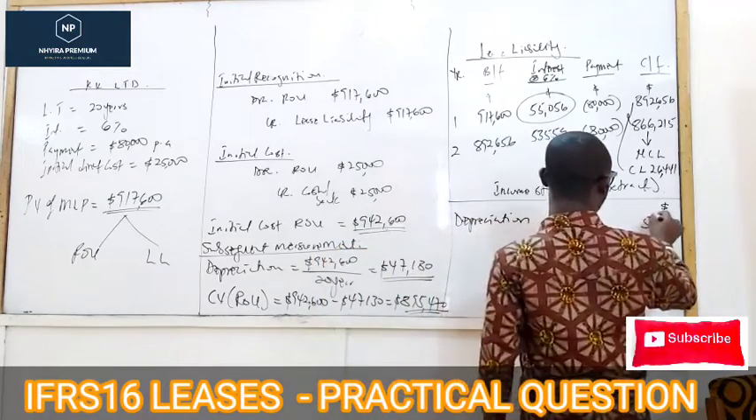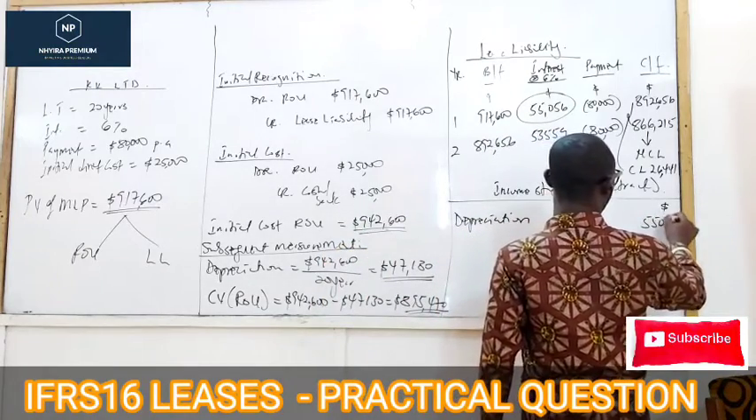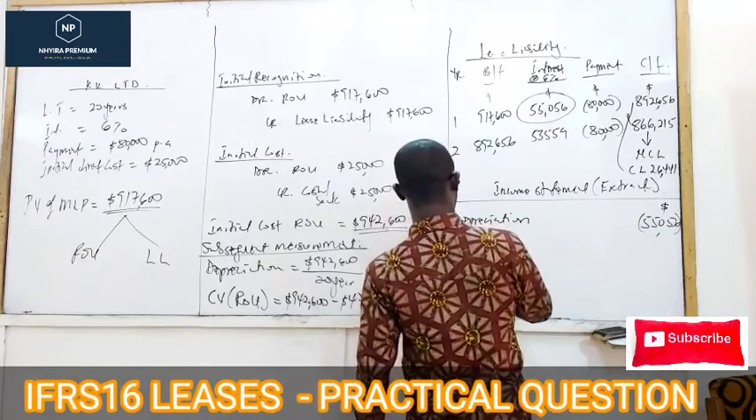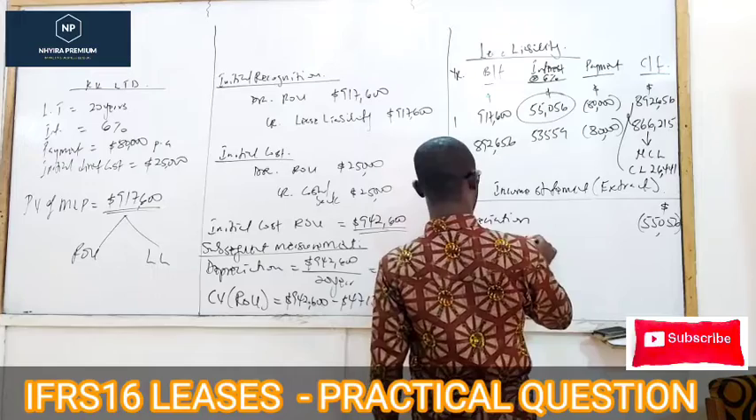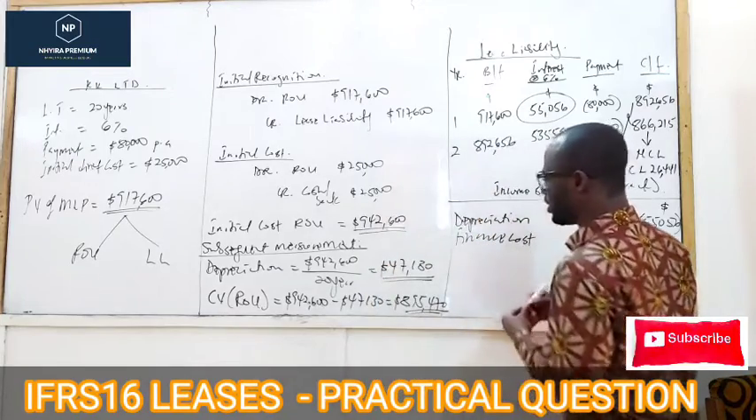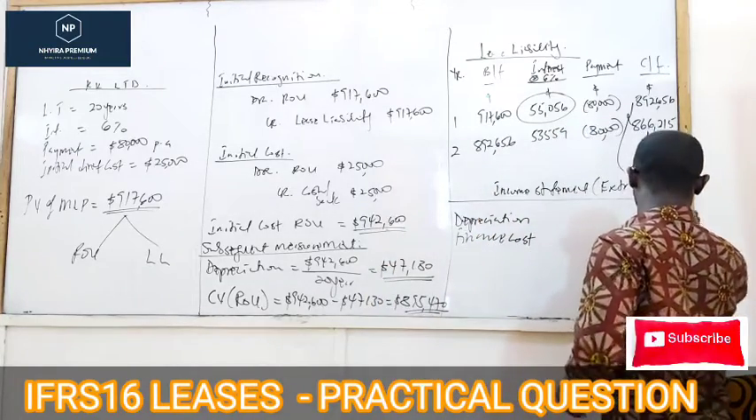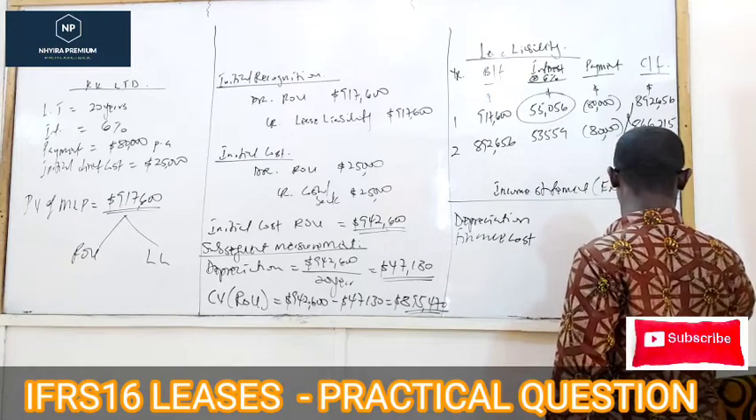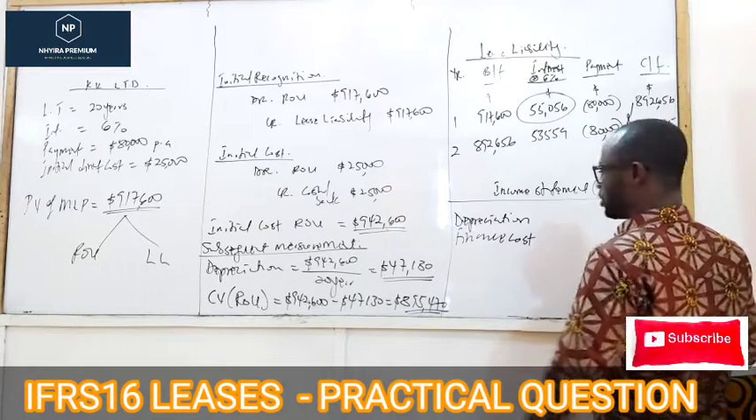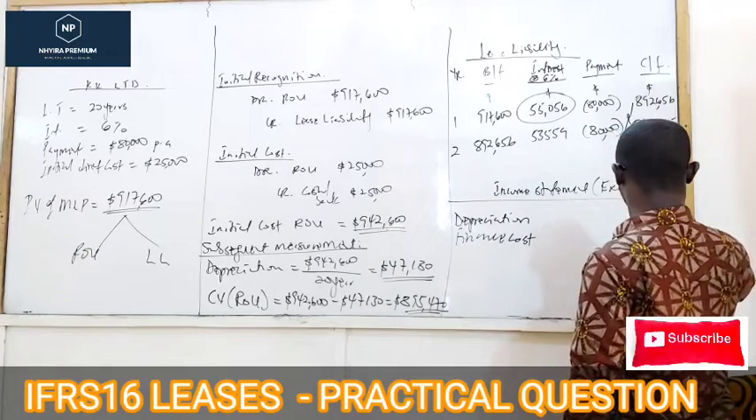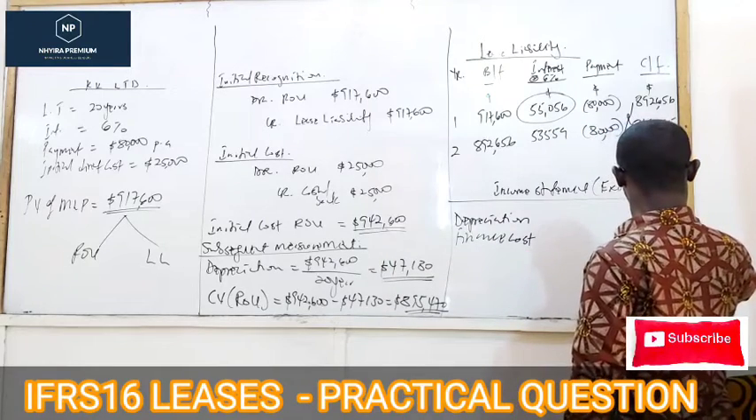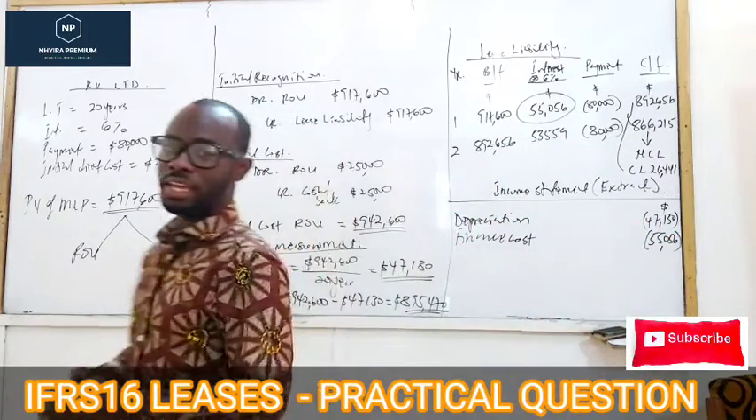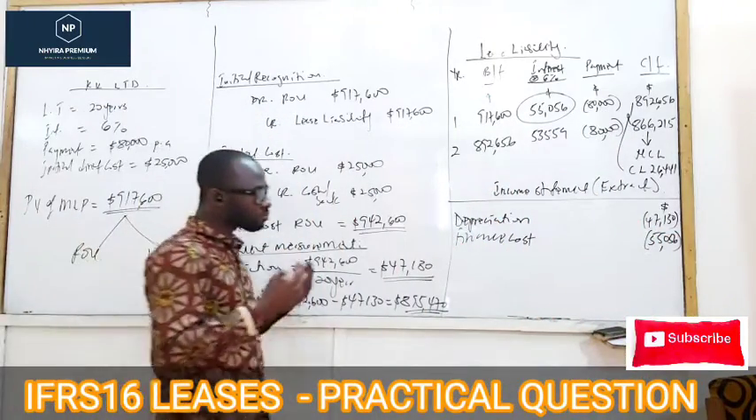And that is 55 and 56. Then we bring our finance cost. No, I've exchanged it. Finance cost is rather 55 and 56. So our depreciation is 47,130. So this is what comes in the income statement.